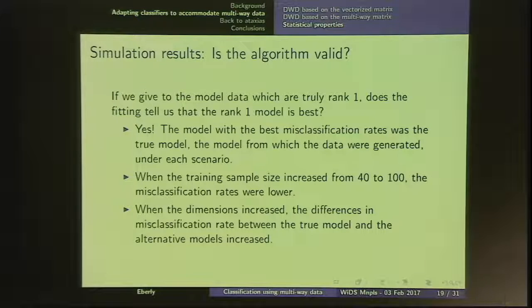And as we expected, when the size of the training sample increased from 40 to 100, the misclassification rates got better, lower. And when the dimensions increased, the differences between the true model and models that weren't the truth got bigger, right? The other models failed more as the dimensions increased. So the problem of fitting the wrong model got bigger as the dimensions got bigger.